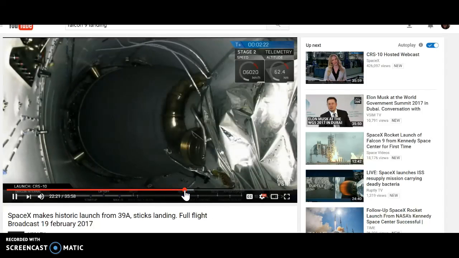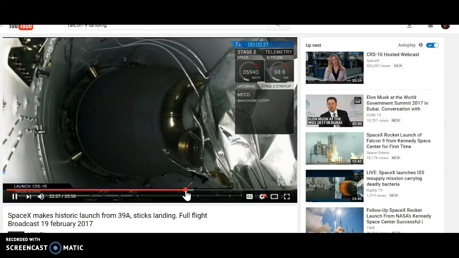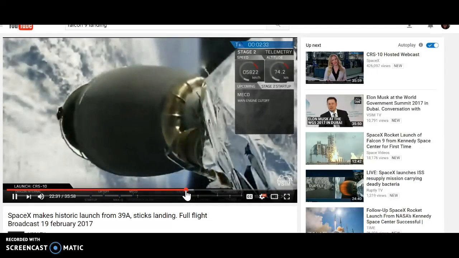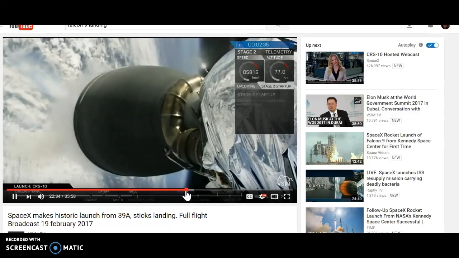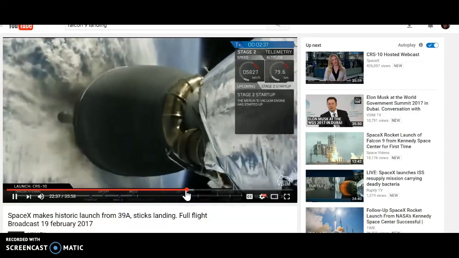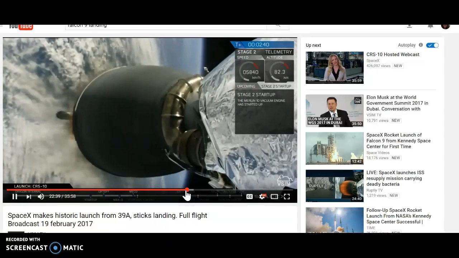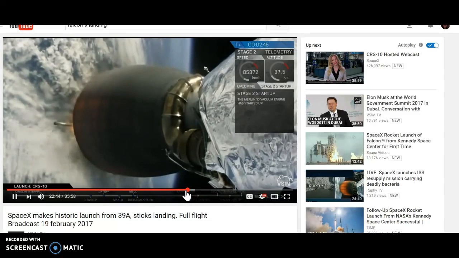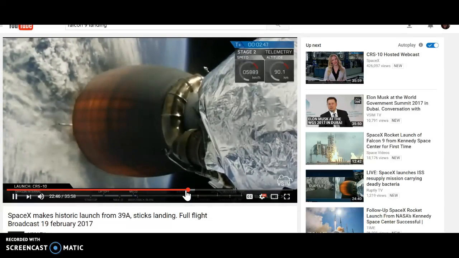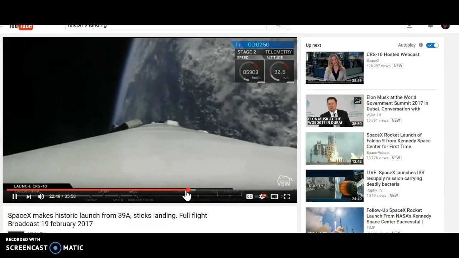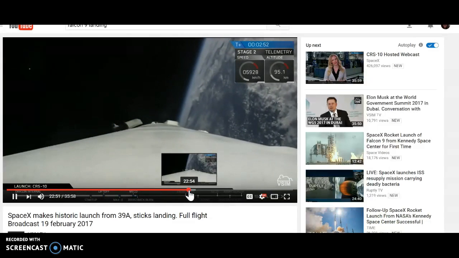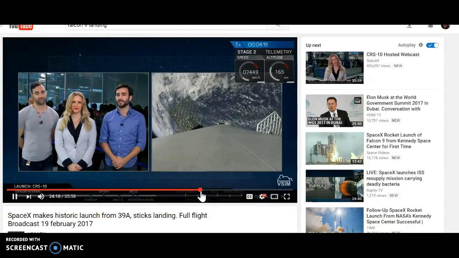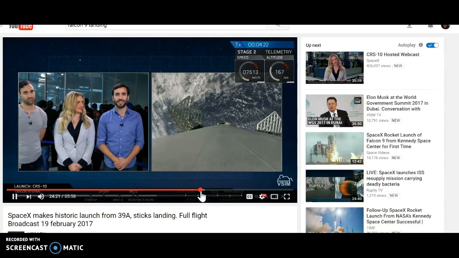Hold on, I got the wrong spot here. Okay, so this thing comes off. It's very cool. Yeah, it's going to go land back on the landing pad. It's very cool. So this thing's coming back down.